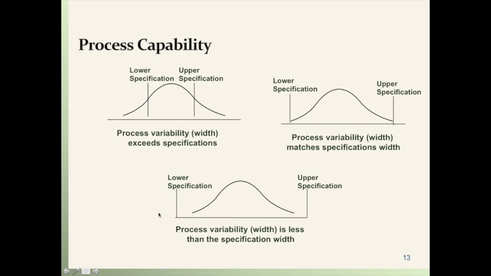And then here your variability is less than the specification width. So here your specification is way down here or way up here, and your process is way in the middle. So we'll talk about this. There are times you want to do that, but this is your variability is less than the specification width.